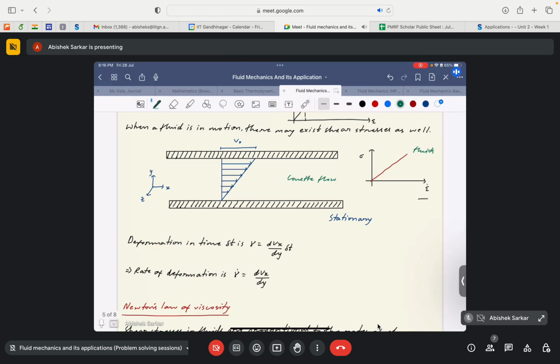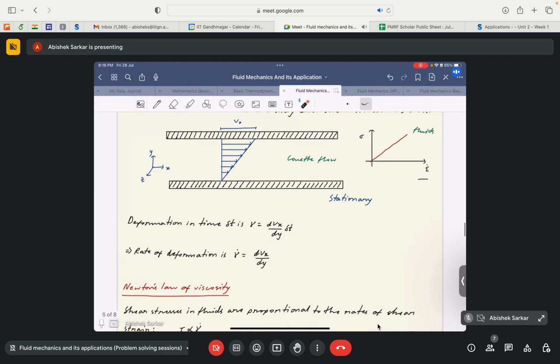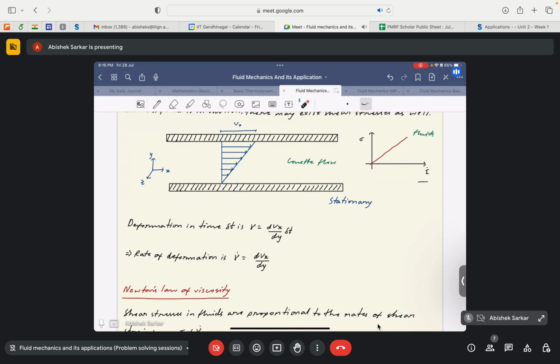Again, in the case of Couette flow, I didn't write the entirety of the derivation because it was discussed very nicely in Professor Gupta's lecture, but just to get a brief idea, the rate of deformation is given by dvx by dy, where vx denotes the velocity in the x direction. The coordinates are given, so this would be vx, vy, vz, or you can write u, v, w, another standard way of denoting the velocity in the different directions.